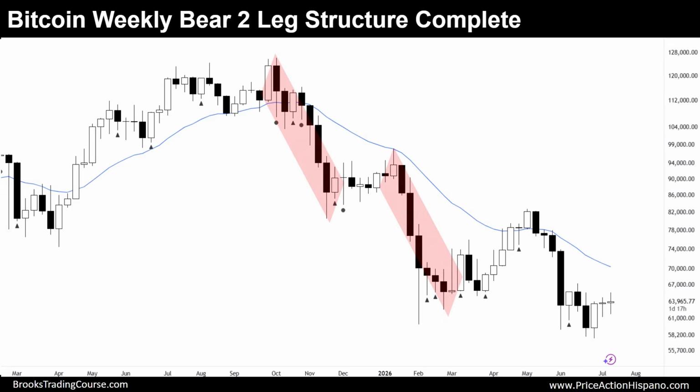The weekly chart has completed a two-legs structure. After completing a price action structure, the market is kind of searching for what comes next. Whenever we are in a trading range after the completion of a two-legs structure, the most likely outcome is a two-legs structure on the opposite side. And therefore, if we were in a trading range, we should expect two legs sideways to up.